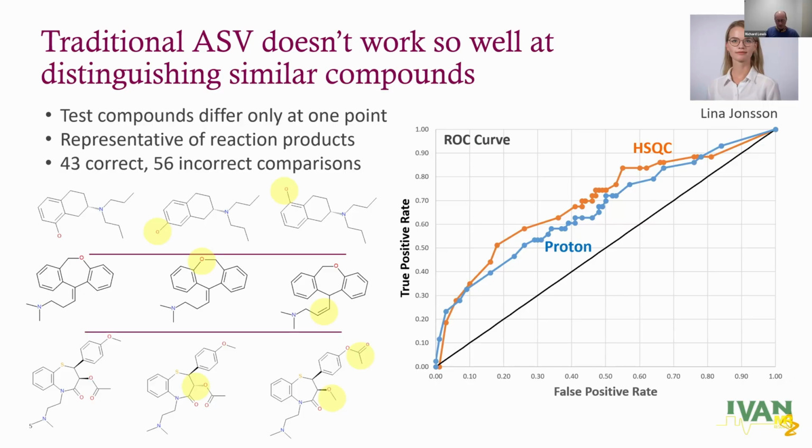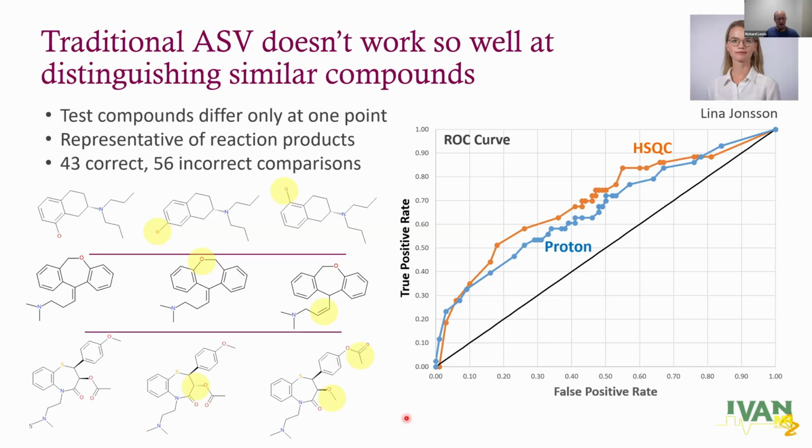So what we wanted to do was evaluate how well ASV works at distinguishing tiny differences like that. And we had this set of, let me get the laser pointer, structures here. These were where we made small, isomeric changes. All have matched molecular weights. They're all usually just a change in one position in the molecule.